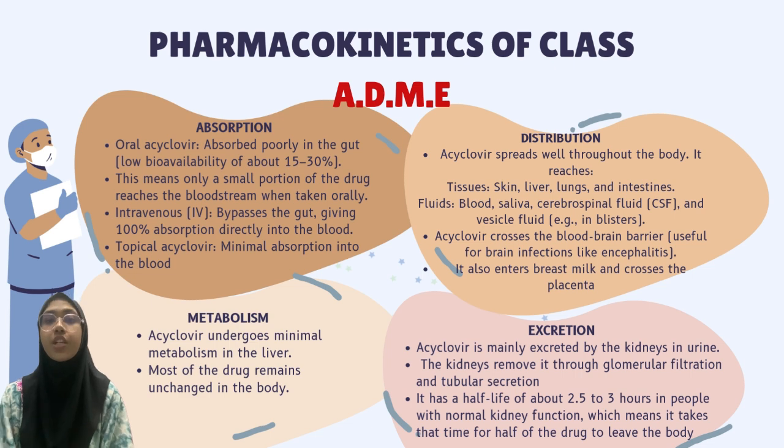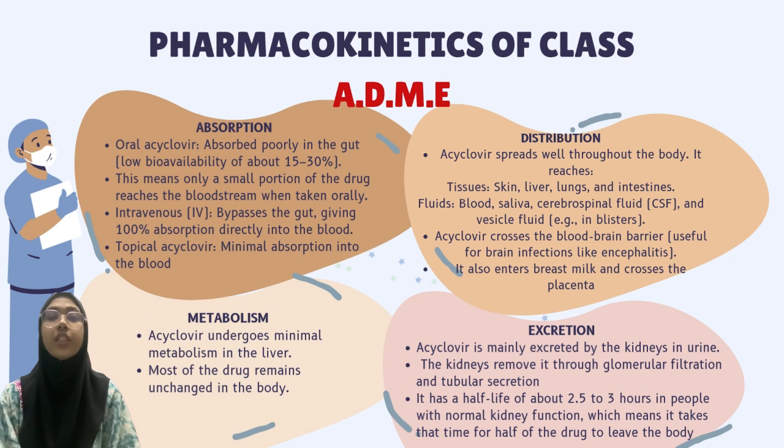First, glomerular filtration. This is like the filtering system in your kidney that pulls out the waste and drugs like acyclovir from the blood. Then tubular secretion. This is an extra step where your kidney will actively push more of the drug into the urine to get rid of it faster.